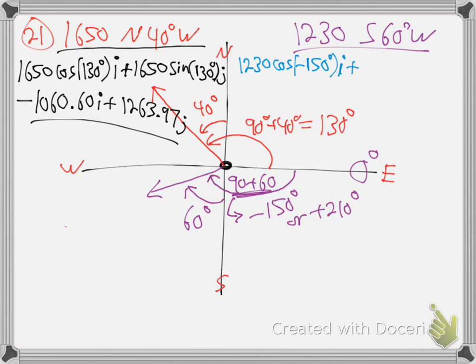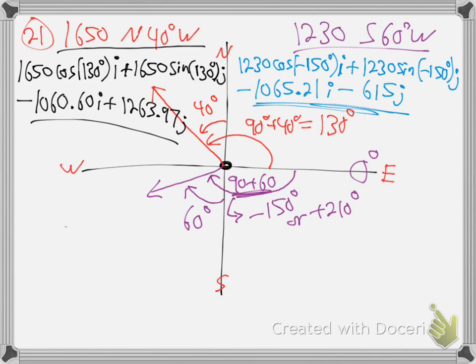I plus 1230 sine of negative 150 J. So I'm getting negative 1065.21I minus, did you get a 615J just straight?